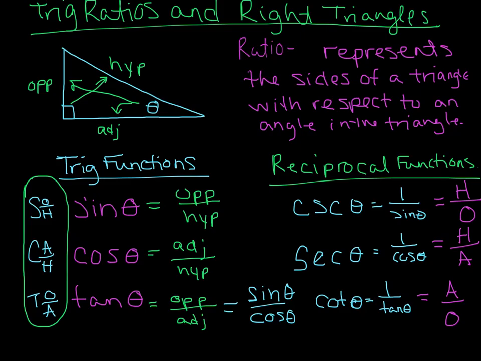The only way I can tell you to remember what reciprocal function goes with what basic trig function is S goes with C. Because a lot of people like to confuse sine and secant because they both start with S. But S is paired with C. So sine is paired with cosecant. Cosine, a C, is paired with an S, which is secant. So S goes with C. That's the best way I could tell you to remember it.